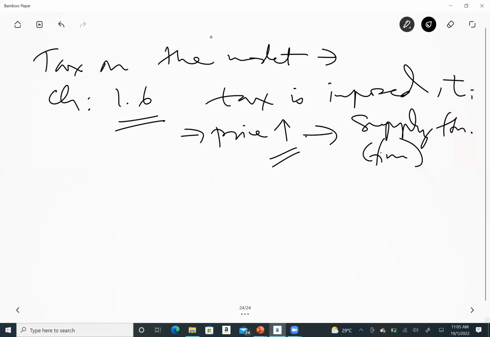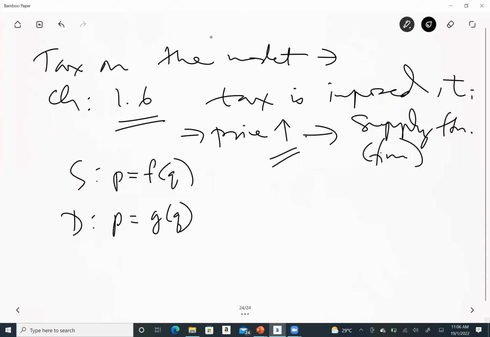So the supply function is P equal to F of Q, and the demand is P equal to G of Q. When the tax is imposed, our supply becomes S1: P now equals F of Q plus T, plus the tax. So the tax will just increase the price.